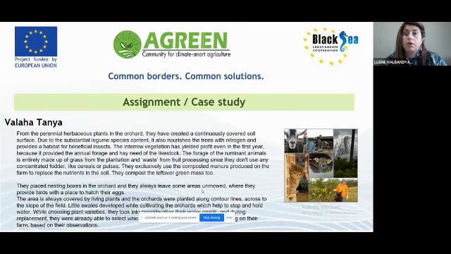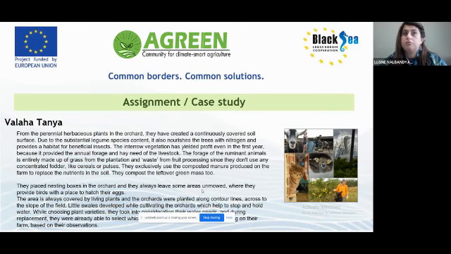They do a lot of composting from the green waste residues and also manure residues. And they are mainly using as a fertilizer the compost which is produced by themselves. They are placing nesting boxes in the orchards, and they always leave some area unmoved where they provide the birds with a place to hatch their eggs. Their area is always covered by plants.